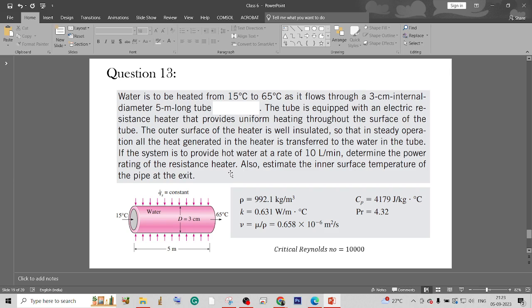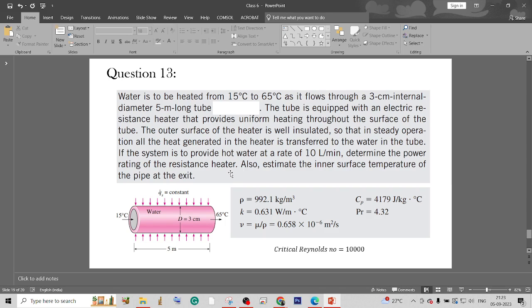From the Nusselt number, you will get h, the heat transfer coefficient. And from the heat transfer coefficient, for constant heat flux, there is one equation that was given in the class, right?